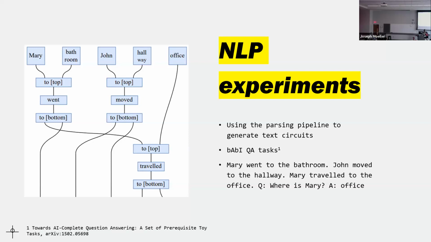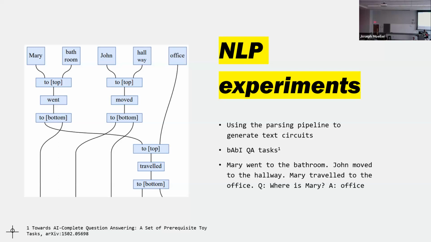They're fairly simple, as you can see. Like there's an example here. Mary went to the bathroom. John moved to the hallway. Mary traveled to the office. And the question is, where is Mary? And the answer is that Mary's in the office. So what we can do with this is that we take the context sentences and then we convert them into a context circuit, right, representing the content of that context, which you see on the left.